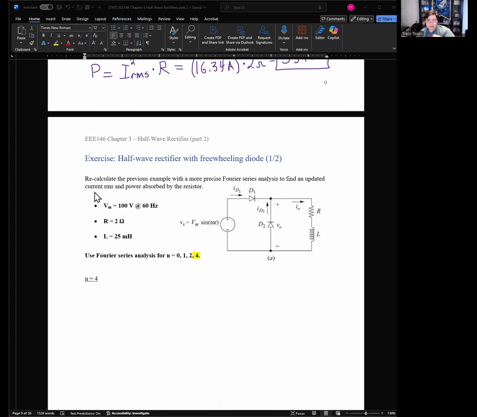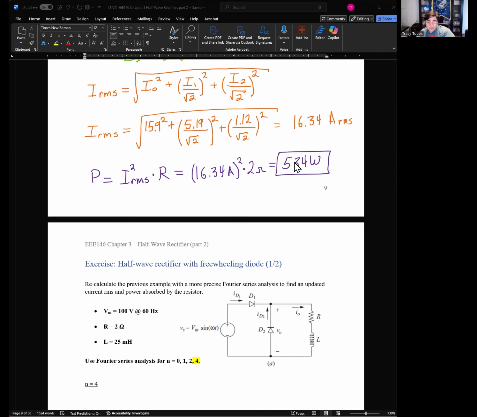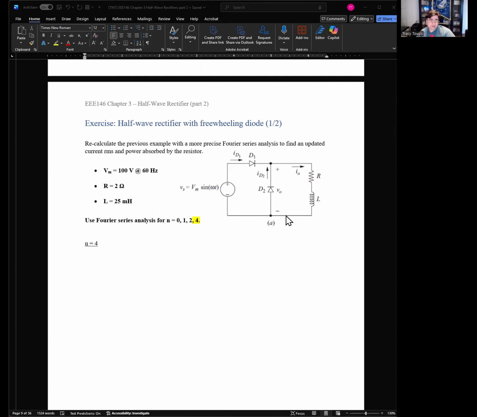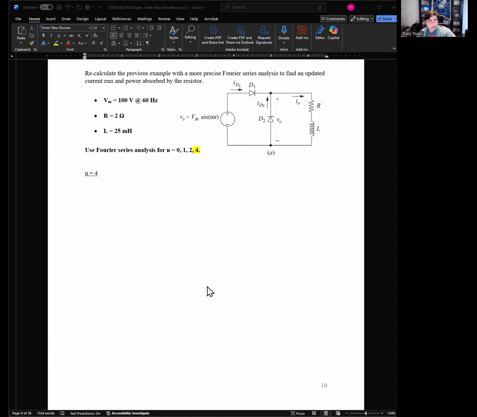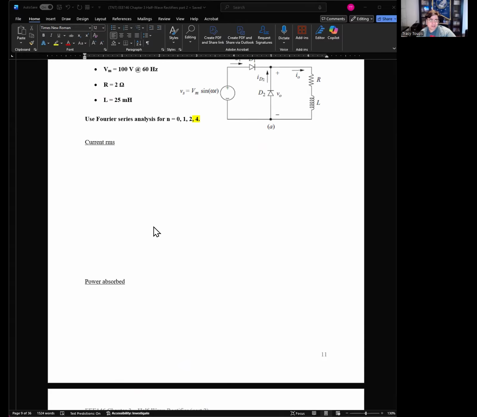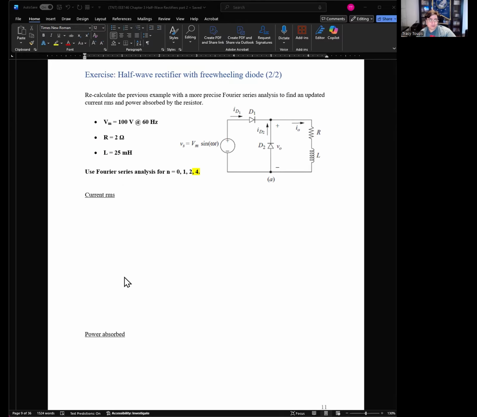Give me an update to the current RMS and power absorbed. So this power absorbed right here, this I RMS current, add in an n equals 4, and let's see if that number changes. Let's get a more accurate answer. On this page, do your harmonic analysis for the 4th order harmonic, and on this page, figure out your current RMS and your total power absorbed. We'll come back and check your answers. Good luck. See you guys in a second.